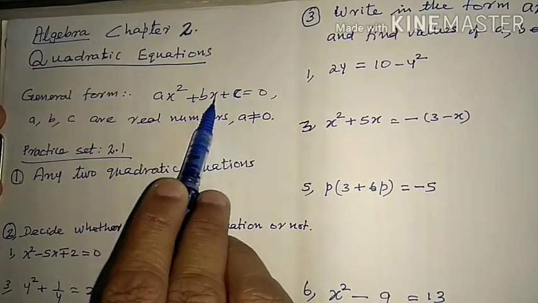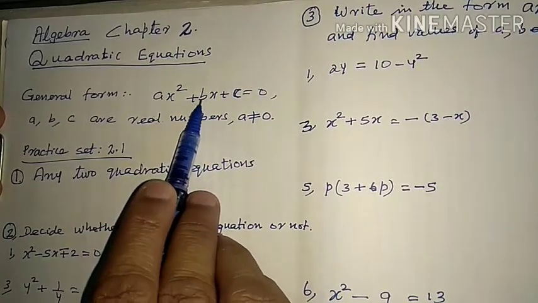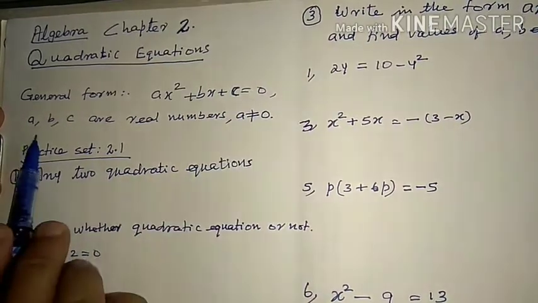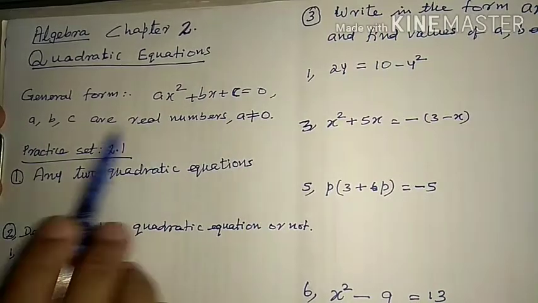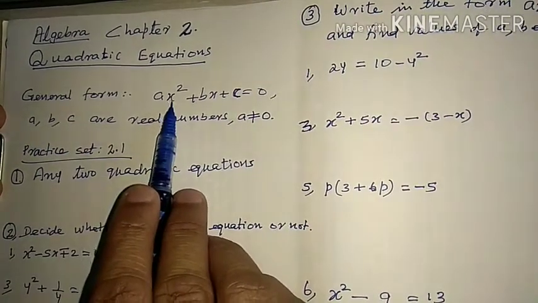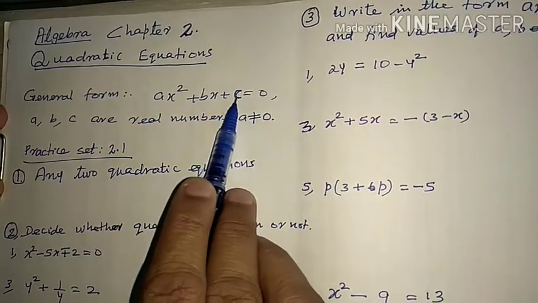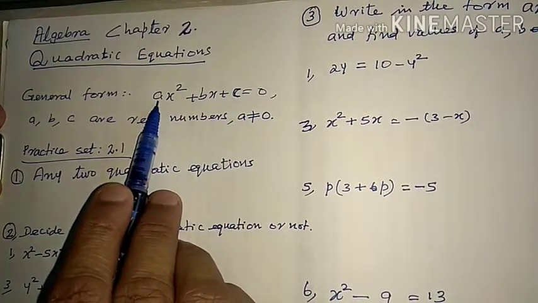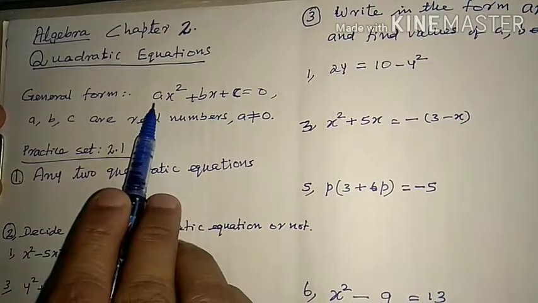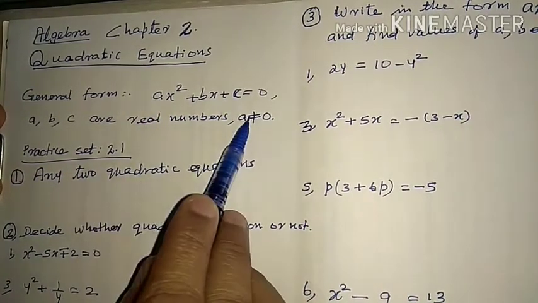The same variable x. a, b, c are real numbers, the coefficients of x square, x, and the constant term. These are real numbers, but this a must not be equal to 0. It must not be equal to 0.